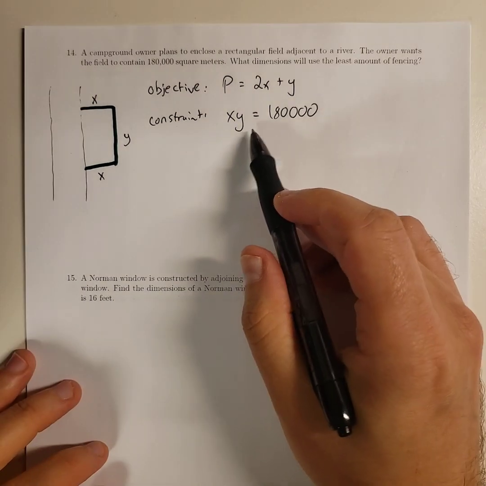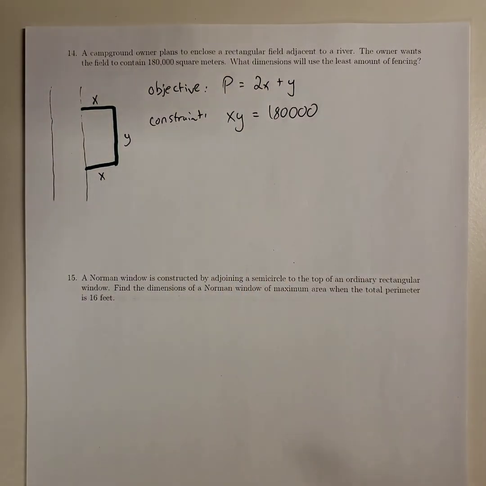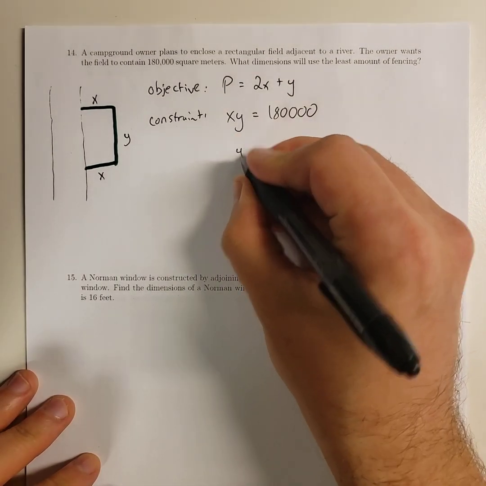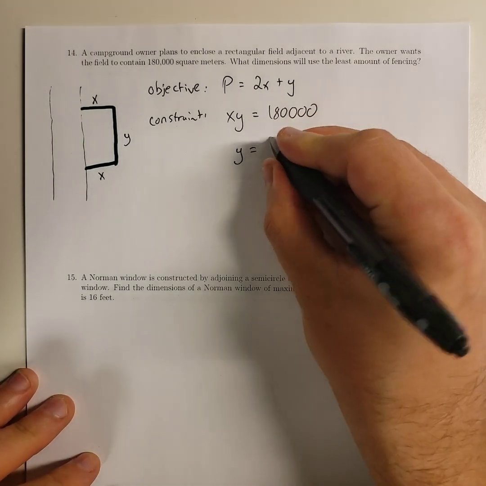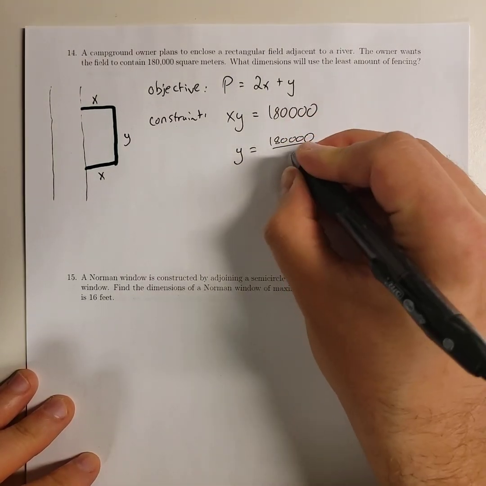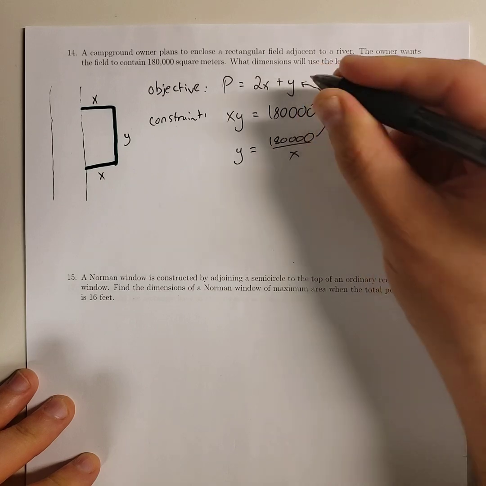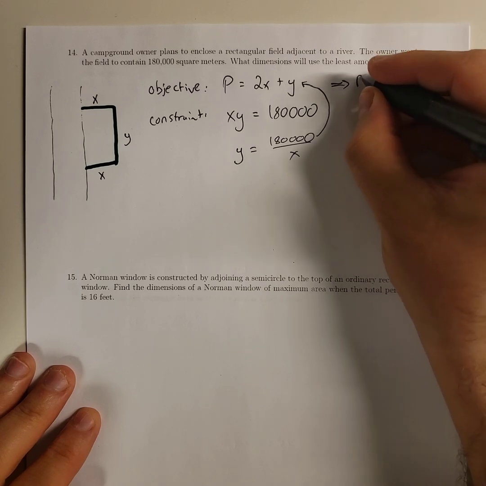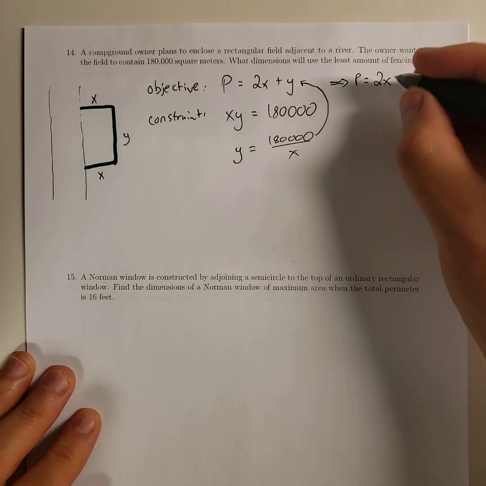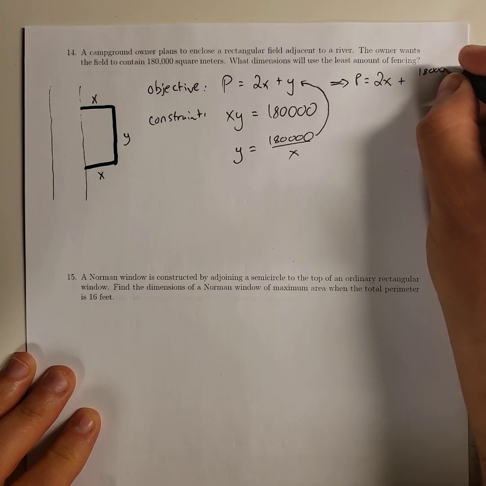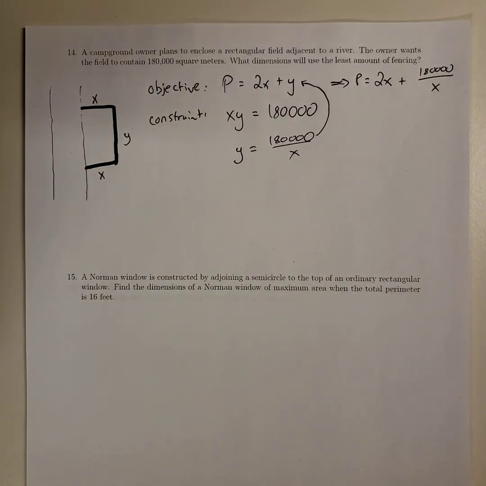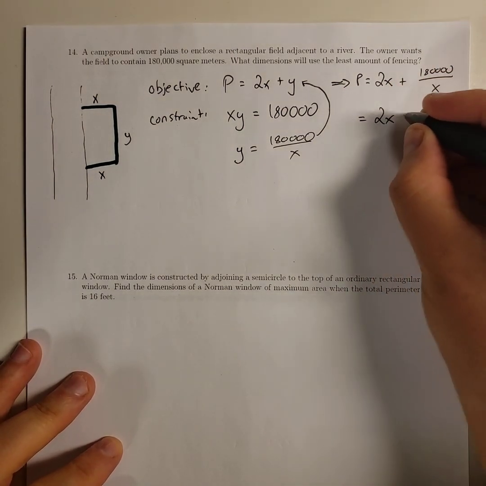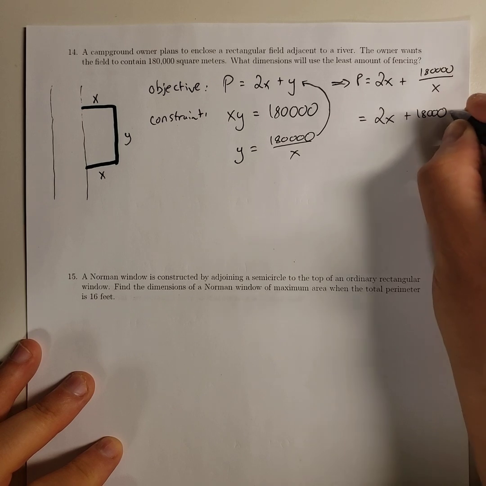So just like before, we want the objective in terms of just one variable. So we take the constraint and solve for one of them. Again, it doesn't really matter which one you solve for, but since we like to leave things in terms of x, we'll solve for y, so that when we plug it in here, we'll have our perimeter just in terms of one variable x. So we have the perimeter is 2x plus 180,000 divided by x. And to take the derivative, we might want to rewrite that as 2x plus 180,000 x to the minus 1.